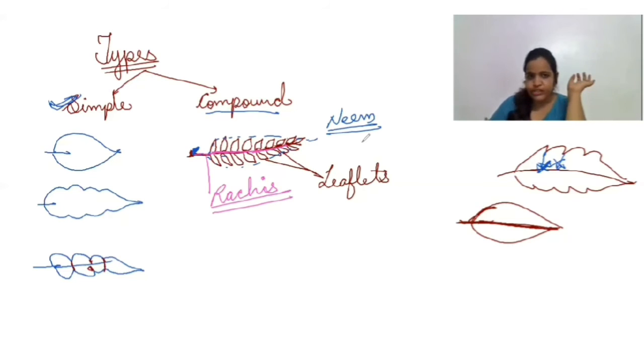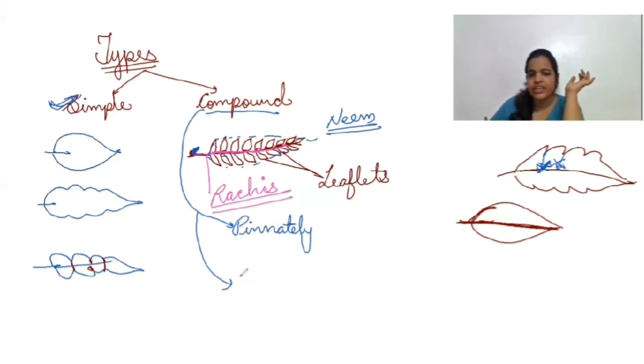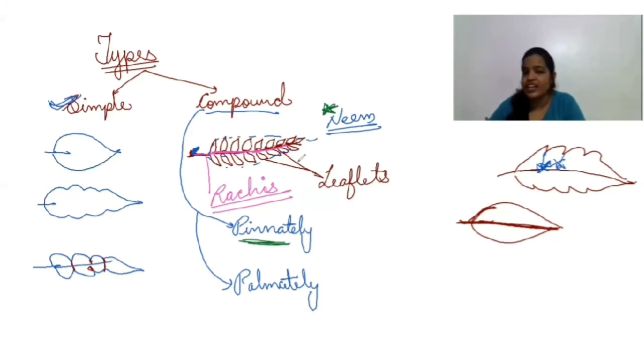Of compound leaves, now, two types of compound leaves are there. How many types? Two types: pinnately compound and palmately compound. We have already discussed pinnately compound leaves along with the example, guys. Yes, neem is the example of pinnately compound leaves.